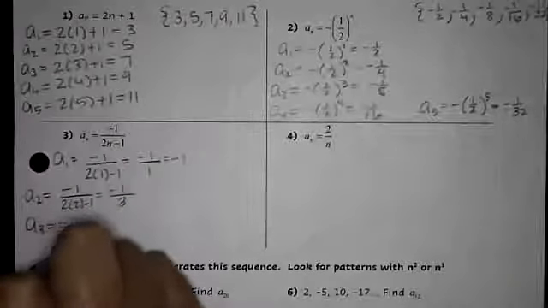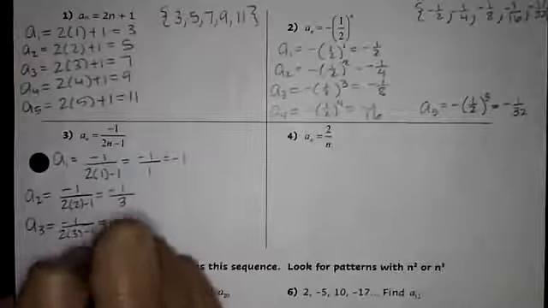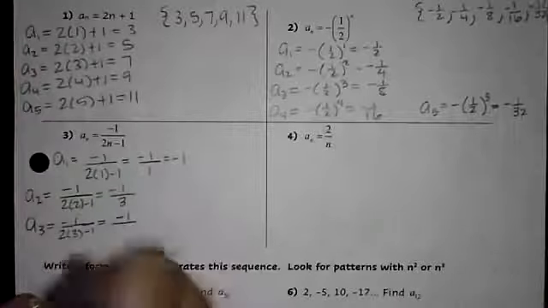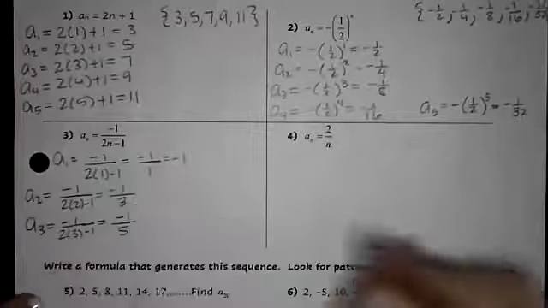All right, so we'll continue going here. I've plugged in a 3 now for my n, so I get -1 in my numerator. 2 times 3 is 6, -1 is 5.